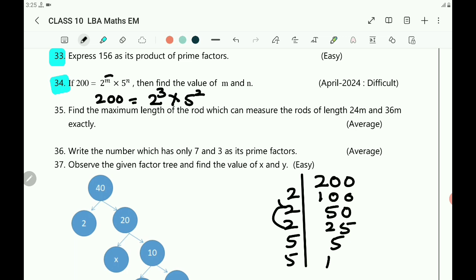So in the place of m you got 3. Then you can write m equals 3. And in the place of n you got 2. Therefore n equals 2.